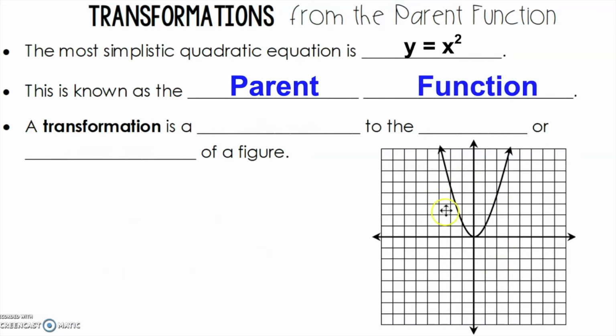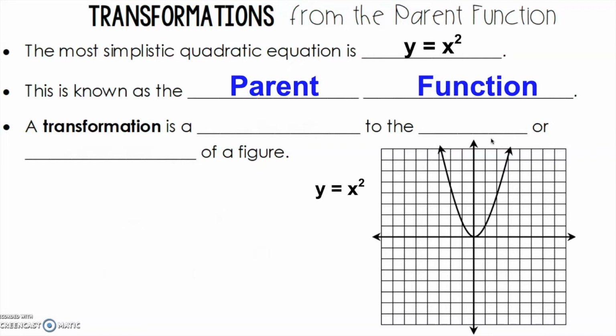So we have that parent function graphed here. Notice this is in vertex form, but our h value is 0 and our k value is 0. And so our vertex is (0, 0). Our a value is 1 and it's positive, so our parabola opens up. This is the simplest parabola we can make. So that's why we call it the parent function.